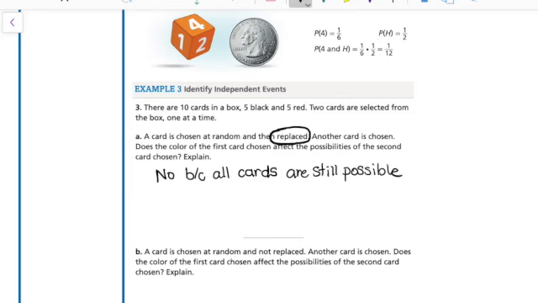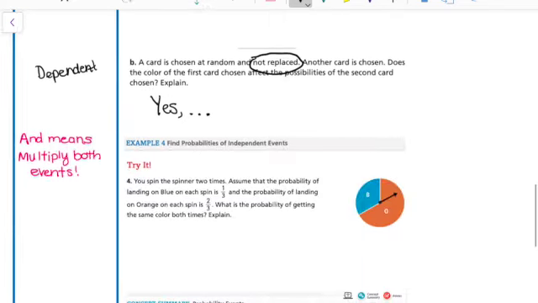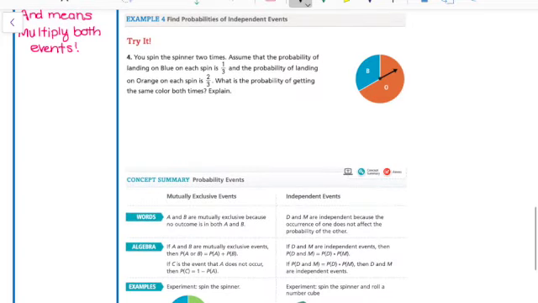Okay, but what if I do not replace? Okay, so that means if it's replaced, it's independent. If it's not replaced, it is dependent because, think about it. So let's say I draw out one of those black cards. Well, now in my bag, I only have 4 black cards instead of 5 black cards left to draw. So to save some time, I'm not writing all that out. But it's because it takes away one of your chances.